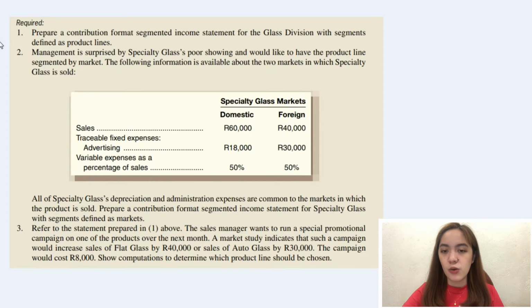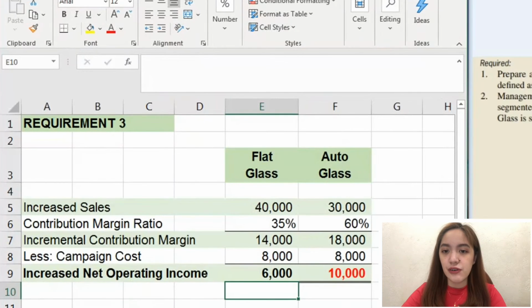And for the last requirement, we are here to refer to the statement prepared in number 1. It says here that the sales manager wants to run a special promotion campaign on one of the products over the next month. A market study indicates that such a campaign will increase sales of flat glass by 40,000 or sales of auto glass by 30,000. The campaign would cost 8,000. Show computation to determine which product line should be chosen. So with that, the increased sales here for flat glass and auto glass comes from the information provided.